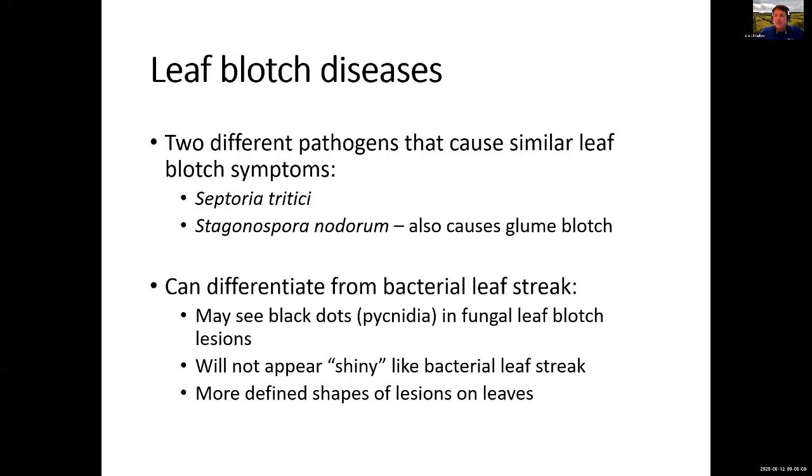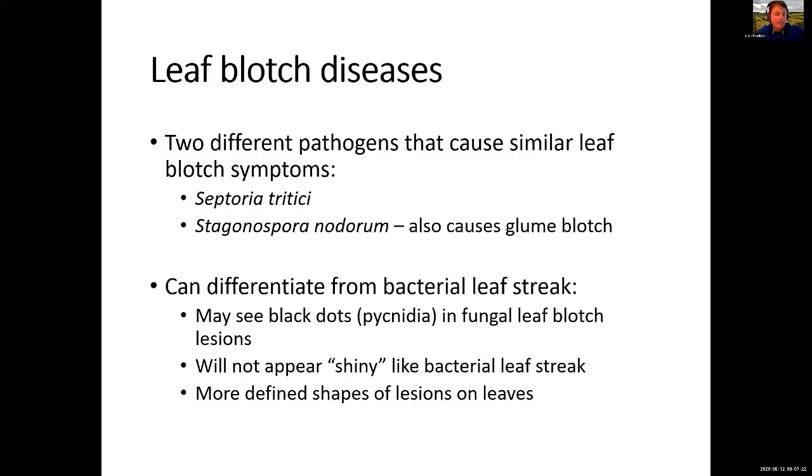I'm seeing some leaf blotch out there as well. There's a couple of different pathogens that cause leaf blotch in our area, and they both look the same basically. They're hard to differentiate, but one's Septoria, the other Stagonospora. The Stagonospora fungus also causes glume blotch, and we've had issues with glume blotch in the past as well, so you're probably familiar with that disease.